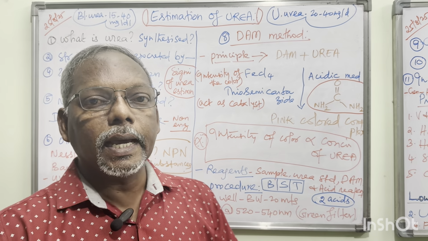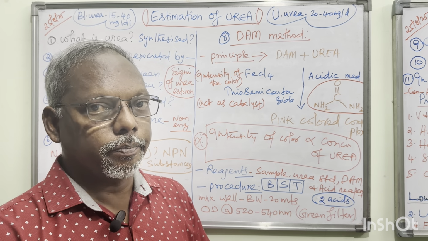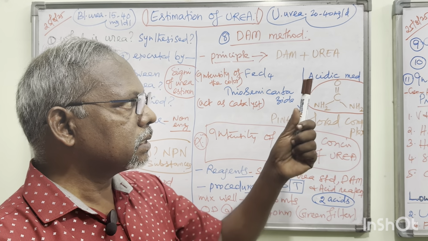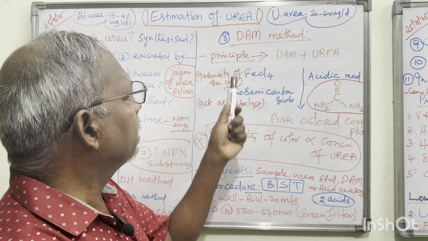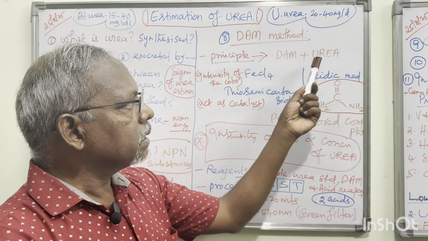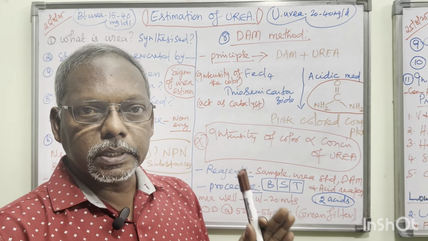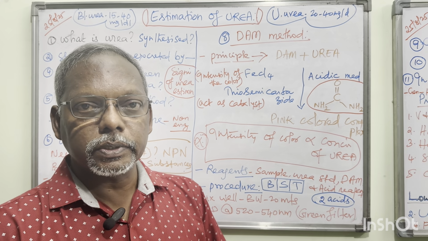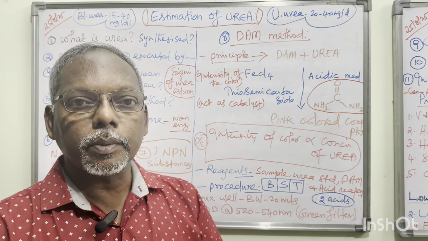Next, coming to the DAM method, the diacetyl monoxime method. The first point is principle, second is reagents, then procedure, next calculation, result and interpretation. These are all the subtitles for the DAM method. The first one is principle: how it produces color. DAM reagent combined with urea produces a pink colored complex. That's all, very simple. This is in acidic medium, that is H2SO4, sulfuric medium. Here we are adding ferric chloride and thiosemicarbazide.